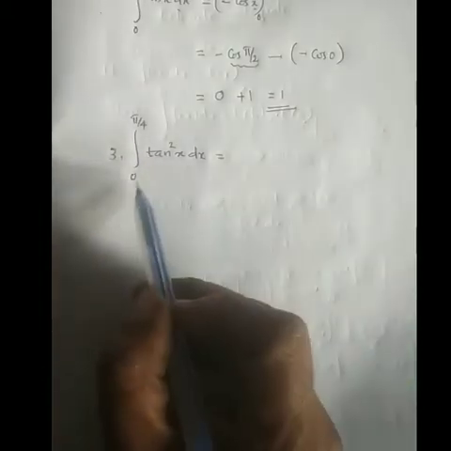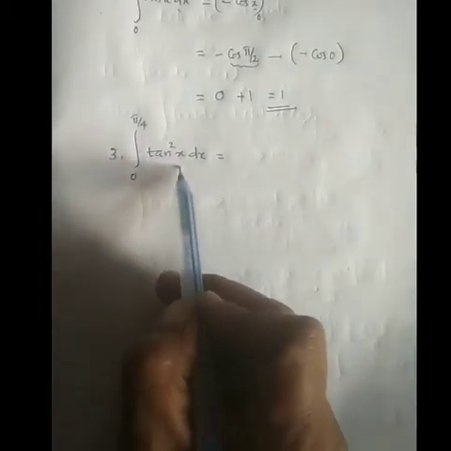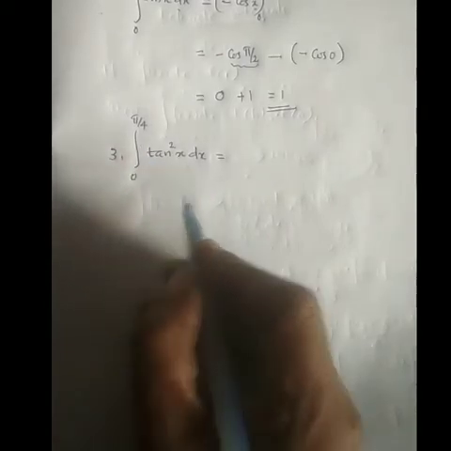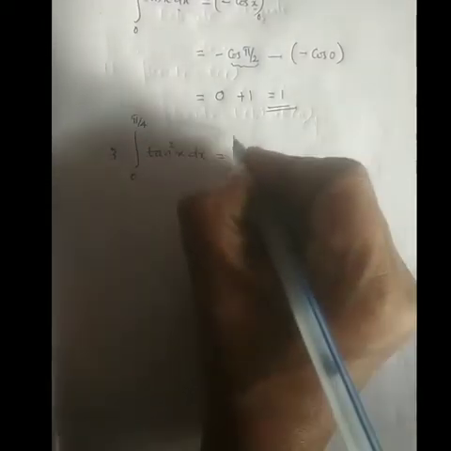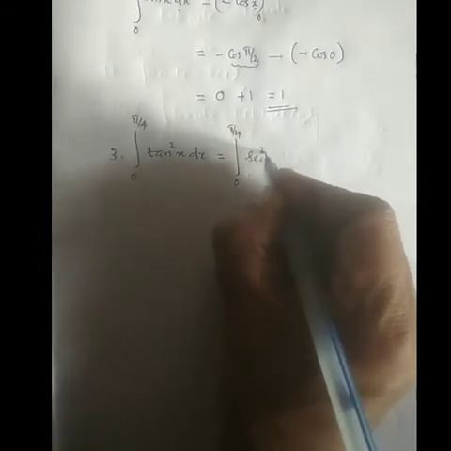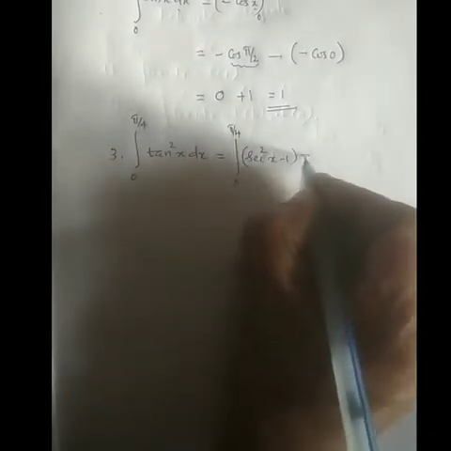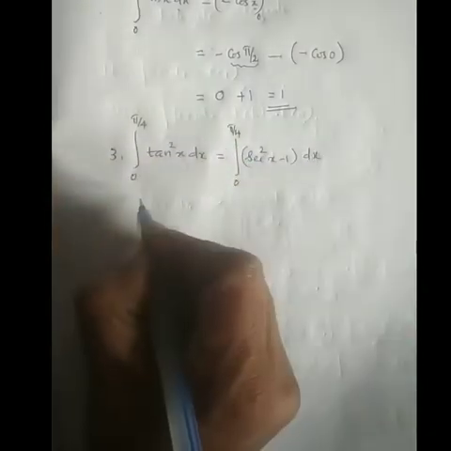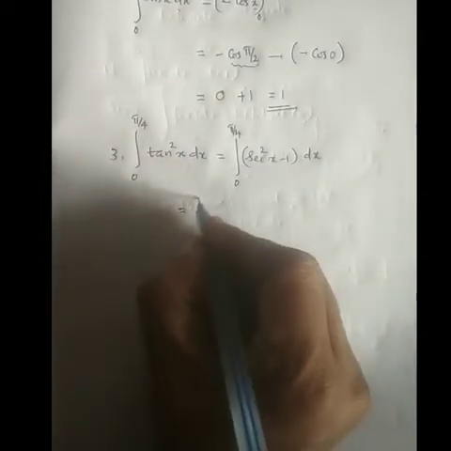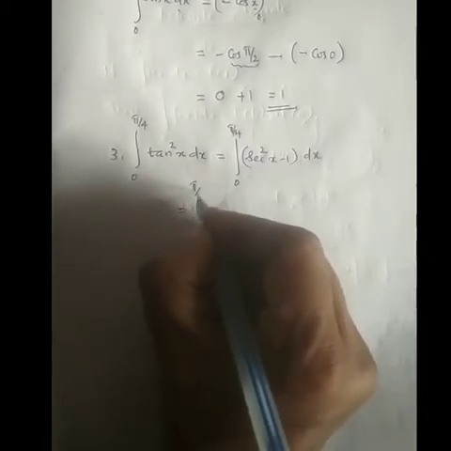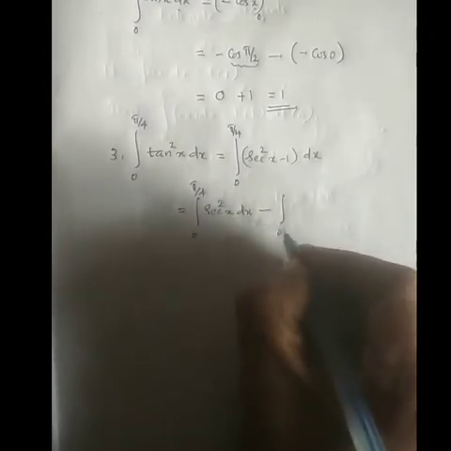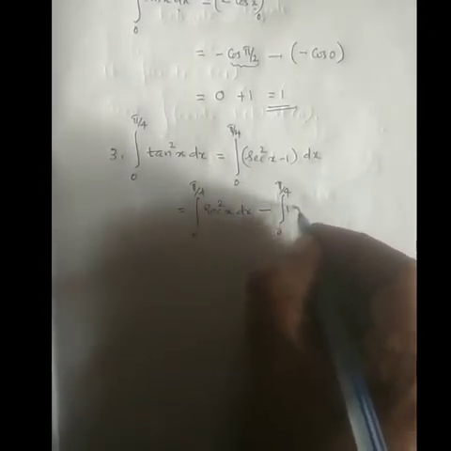Next one, integral 0 to pi by 4 tan square x dx. For evaluating, first we write tan square x as sec square x minus 1, sec square x minus 1 into dx. Then we split the integral into 2. That is integral 0 to pi by 4 sec square x dx minus integral 0 to pi by 4 1 dx.